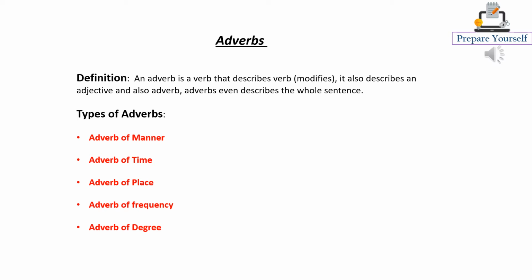Adverbs. Let's have a look at the definition of adverb. An adverb is a word that describes a verb, or you can say it modifies a verb. It also describes an adjective, or we can say it modifies an adjective, and also an adverb. Adverbs even describe the whole sentence.